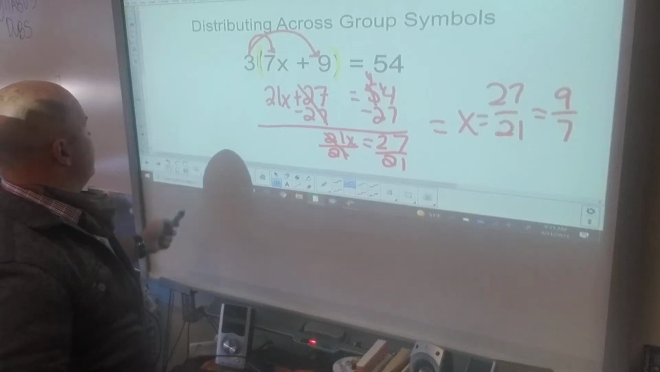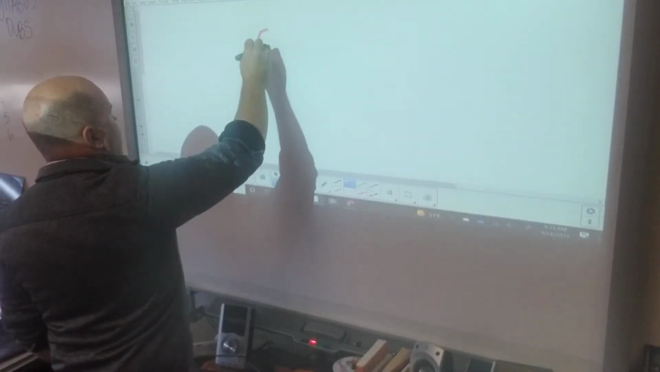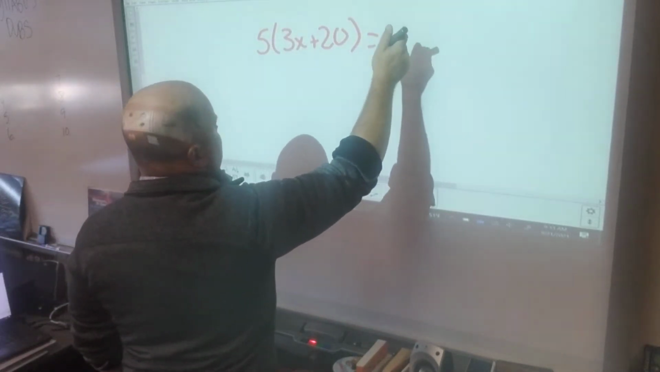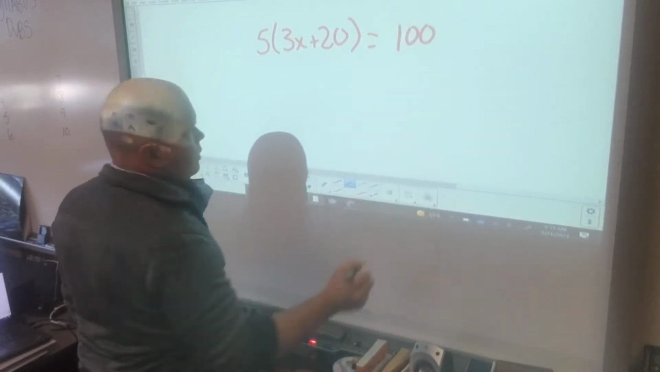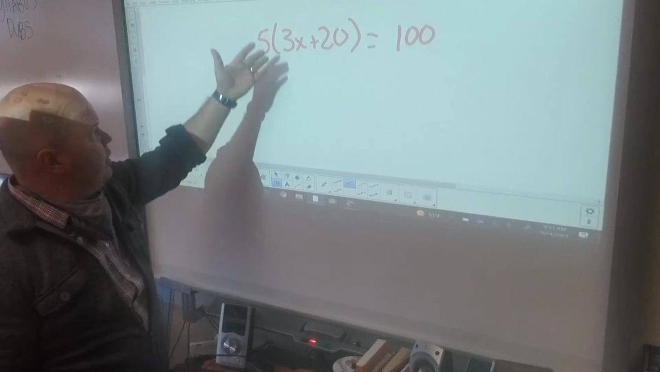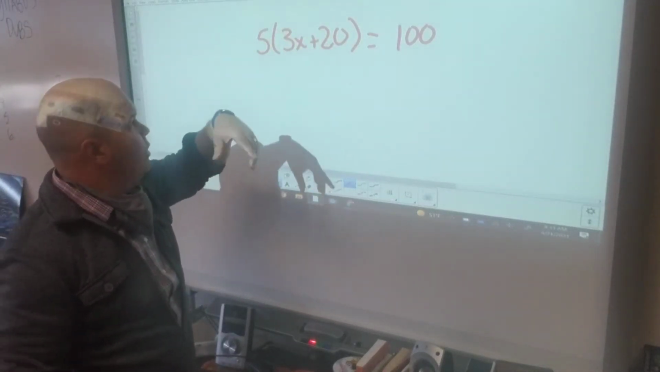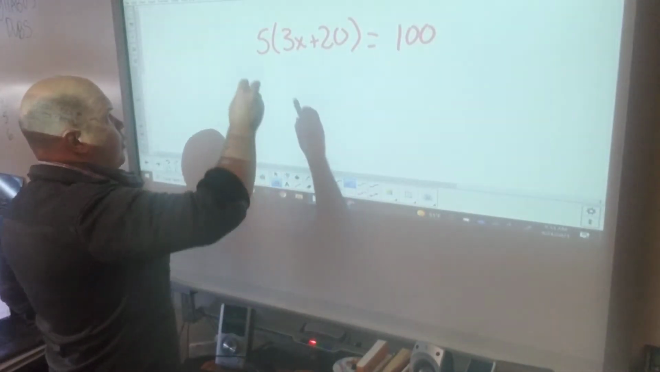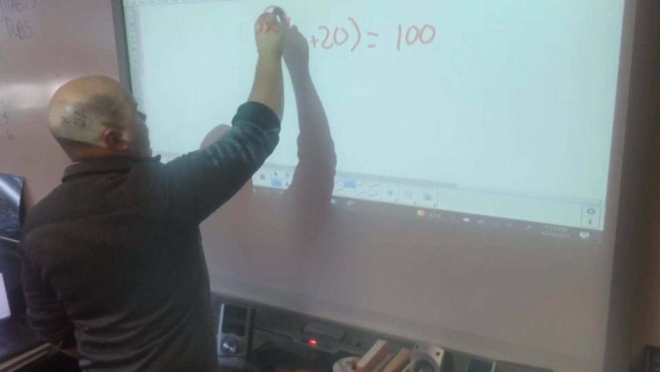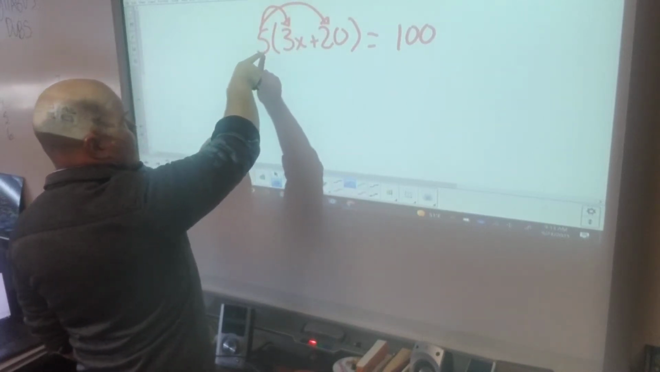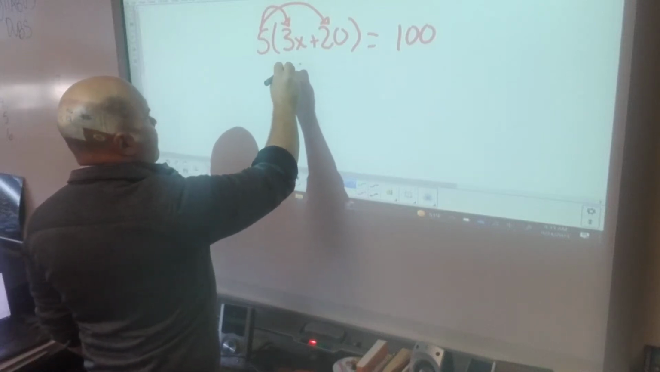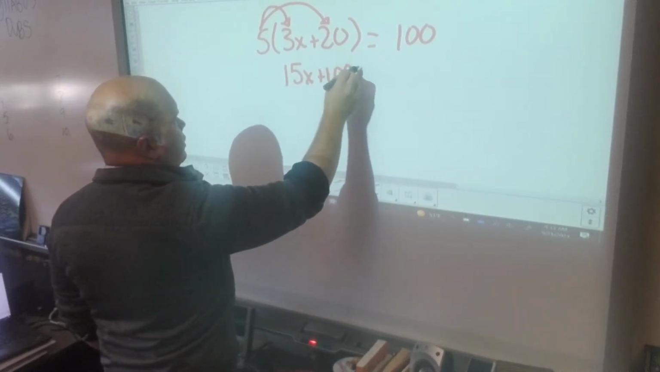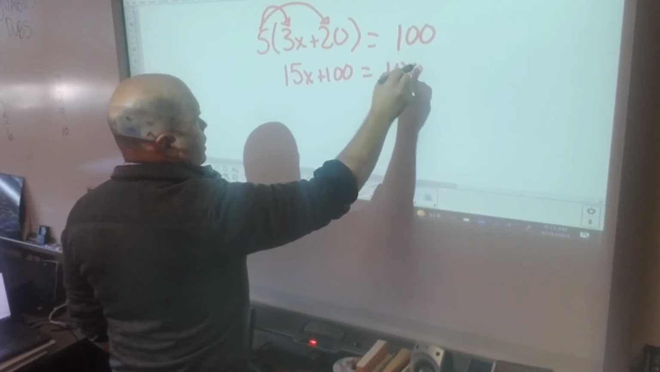Okay, let's look at one more grouping example real quick. Let's say we had something like 5 parentheses 3x plus 20 equals 100. Okay, let's say that was the case. Again, I'm just going to look. These grouping symbols or parentheses, what they're telling me is I have 5 groups of whatever's on the inside. Now I could draw all those out if I wanted to, or I could just multiply my 5 into both numbers. So to do that, I'm going to go 5 times 3x, which is 15x. 5 times a positive 20 is a positive 100. And all of that equals 100.